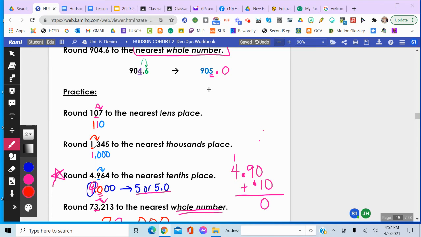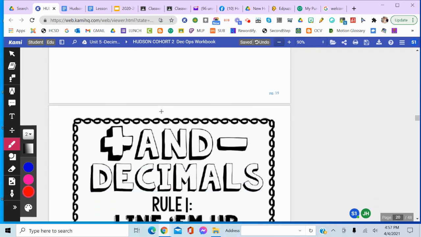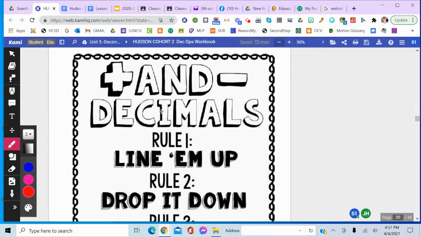So it should all be coming back to you. All right, last thing we're going to do today, and I know you've been sitting a while, we're going to talk about adding and subtracting decimals. Okay, so on the next page, these are the rules when you add and subtract decimals.